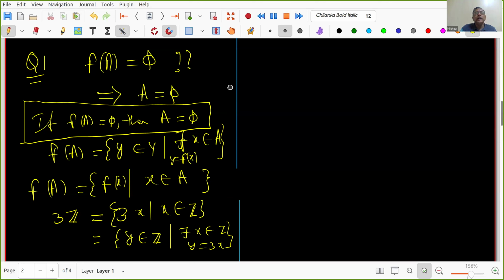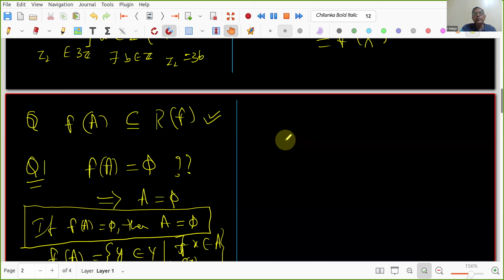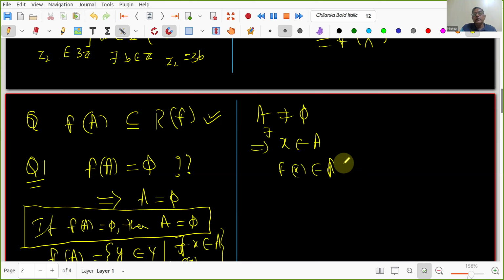What is the element in f of A? F of X. I'm just telling that we are writing A is non-empty. This implies there exists some X belonging to A, right? Then automatically f of X belongs to f of A, so it is non-empty. Done. Is it clear to all of you? Can you tick yes? Be quick.